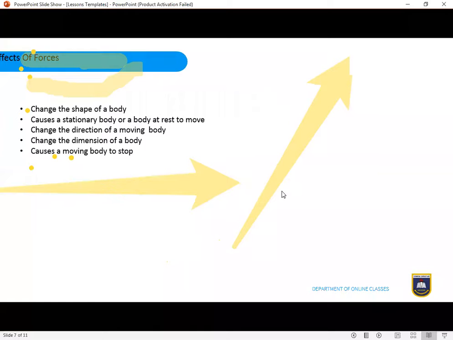So some of the effects of forces, as I mentioned earlier, effects of forces. We said a force causes a change in shape.